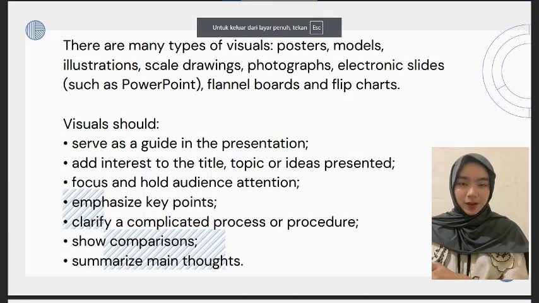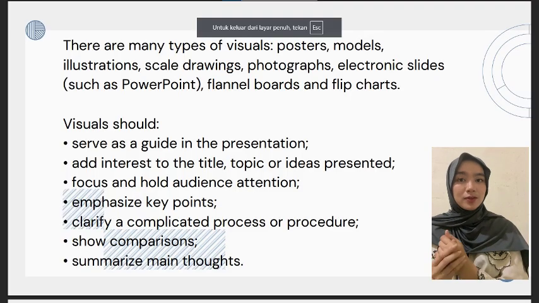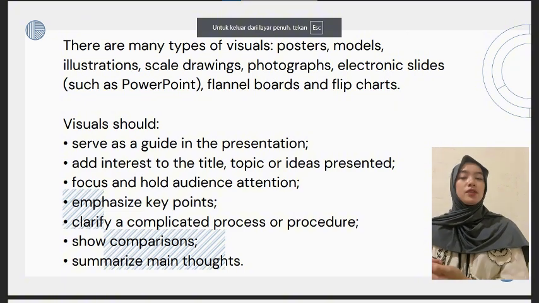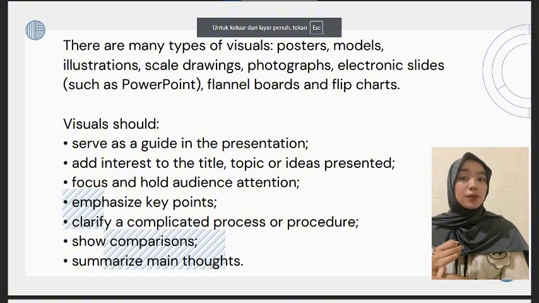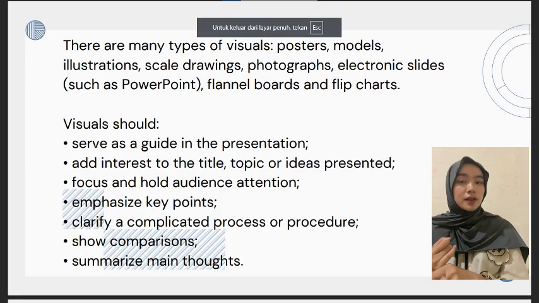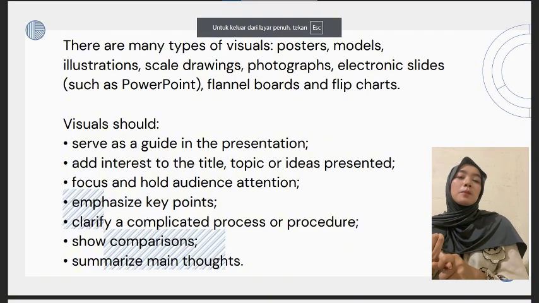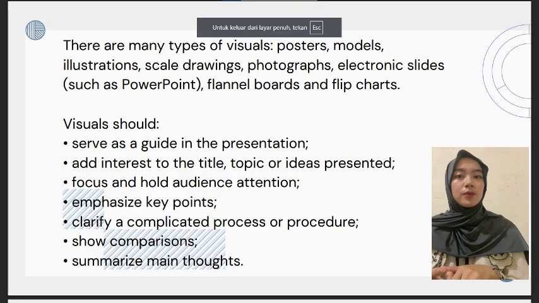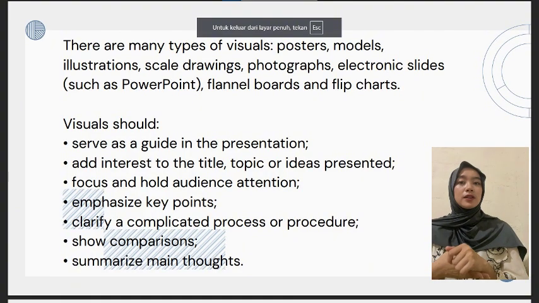Okay, thanks to the moderator. My name is Salsa Nabila Huda and I will explain the material about types of visual aids. There are various types of visual aids that can be used depending on the purpose and context of the presentation. Number one is poster, great for highlighting key messages or concepts visually. Number two, models, three-dimensional representations ideal for explaining physical structure or design. And number three, illustrations and scale drawings help clarify technical or detailed information. Number four, photographs of a real-world example or event related to the topic.